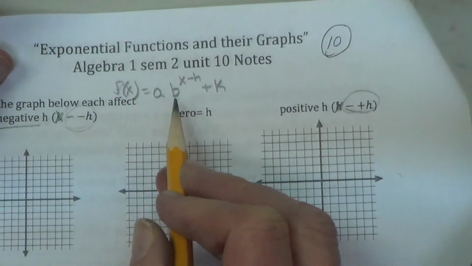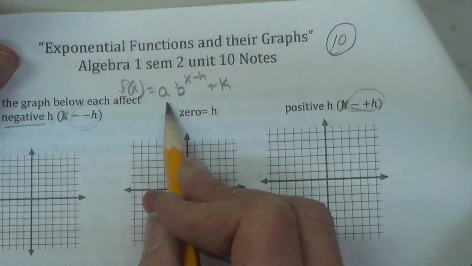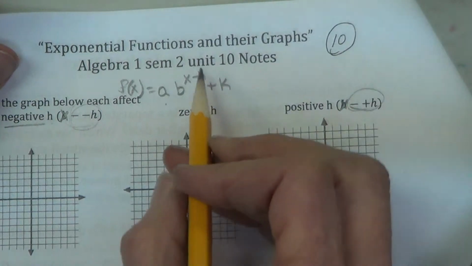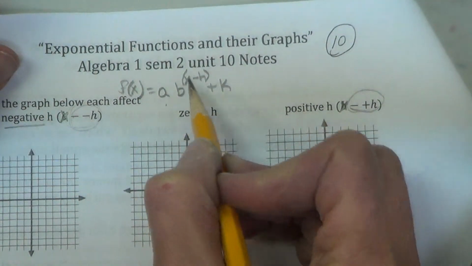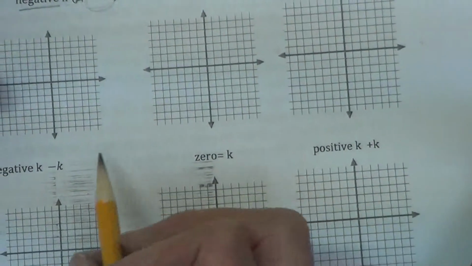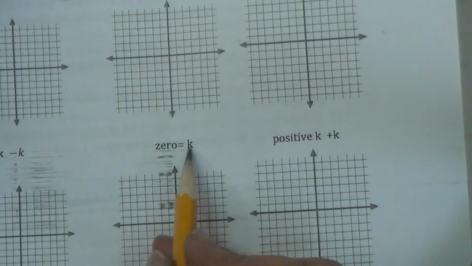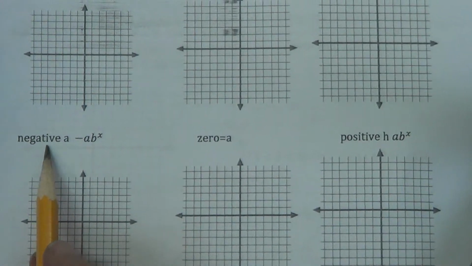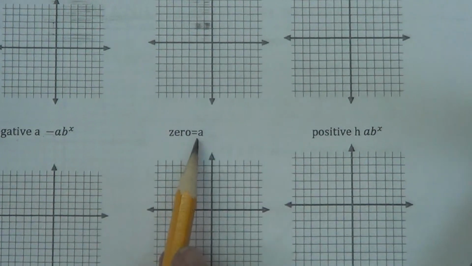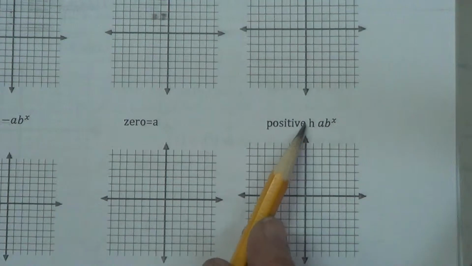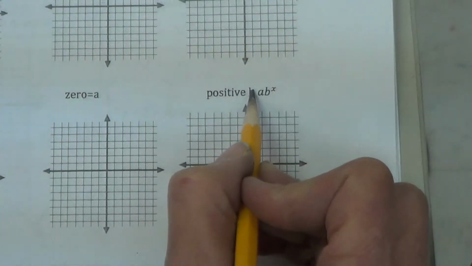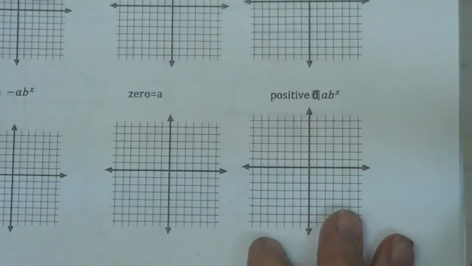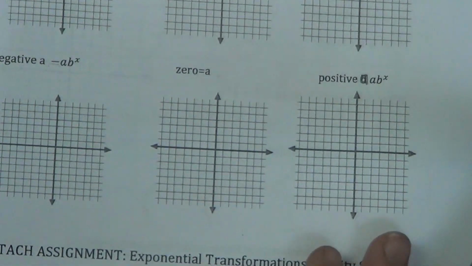And that's what we're talking about, is how does a affect the graph, how does h affect the graph, and how does k affect the graph? Okay, so then you'll look at the negative k, 0, positive k. You'll look at the negative a, which is out in front, 0a, and positive a. Okay? So if you're at home looking at those simulations, go ahead and look at that.